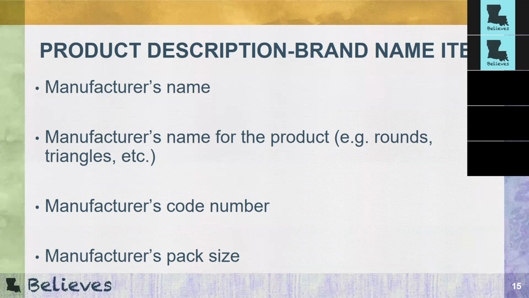If a brand name is specified, then you must allow an equal product to be substituted to ensure maximum free and open competition. So if you are specifying a brand, you should also include the manufacturer's name for the product, the manufacturer's code number, and the manufacturer's pack size. This will allow all vendors to bid apples to apples with the product they sell.